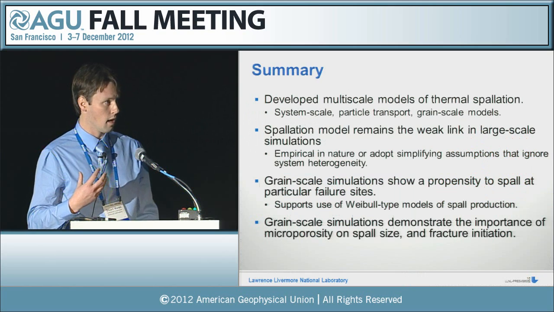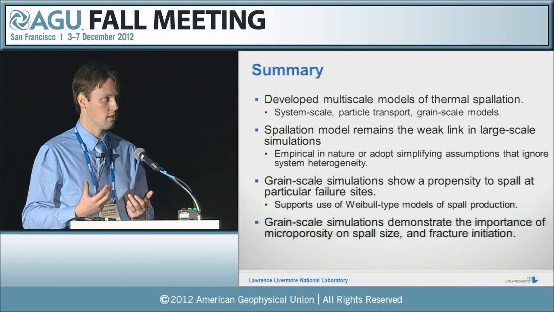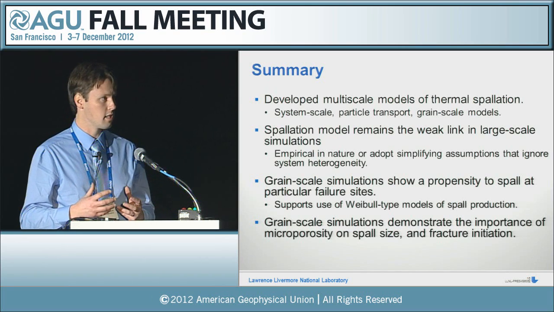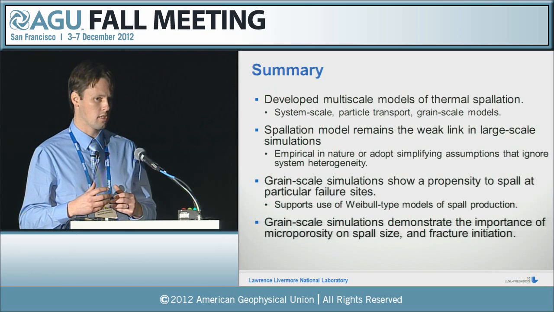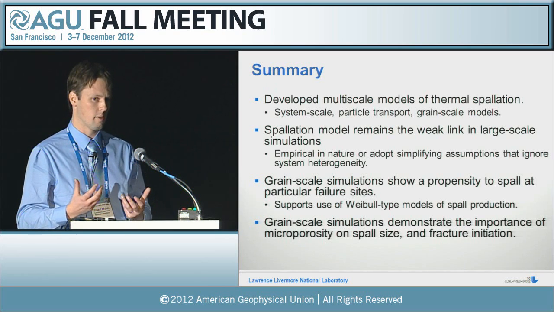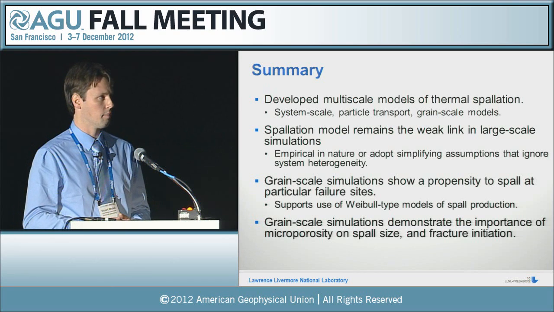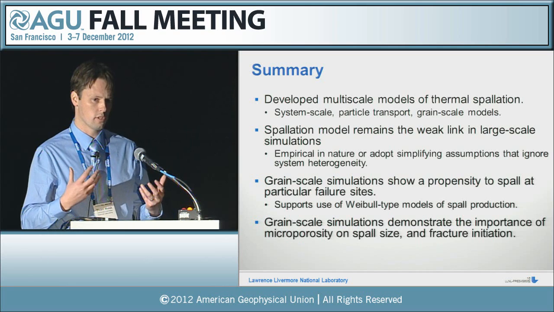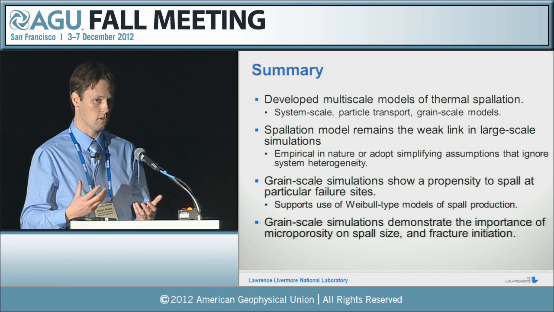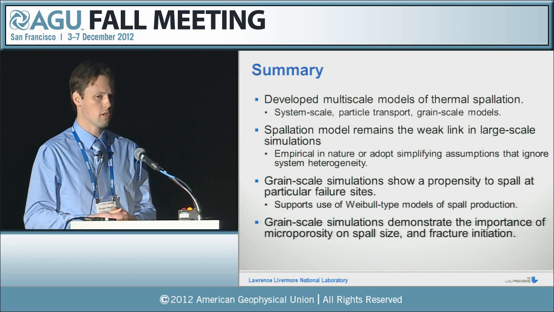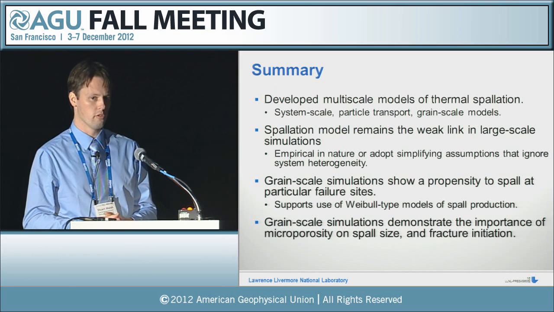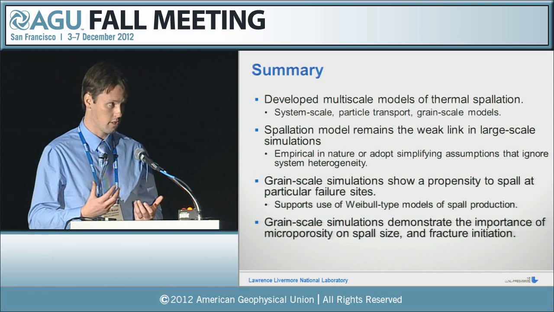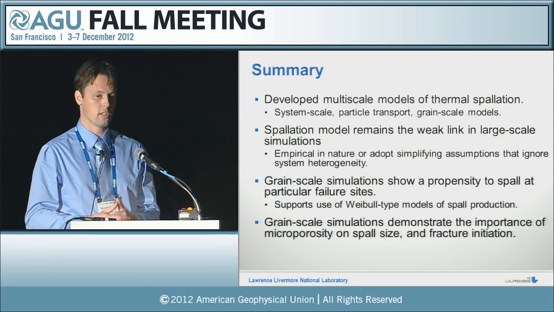So in summary, we've developed a number of models of spallation on several different scales, both looking at the system scale but also the grain scale. And we've been using that grain scale simulation to help us fill in some of the missing details about what should happen at the larger continuum scale. What those simulations show us is they provide evidence for some existing models of spallation, namely these Weibull statistical failure models. But they also tell us some ways in which these Weibull models can be improved, namely by accounting for the effects of microporosity on spallation events.